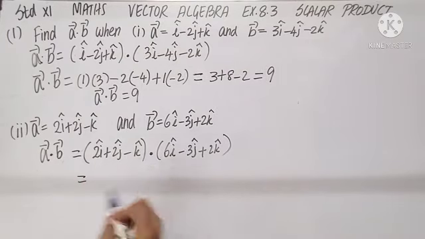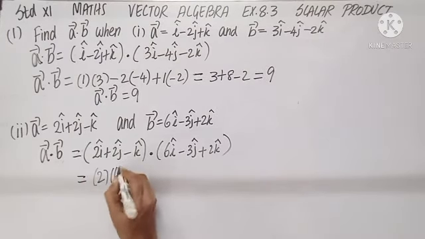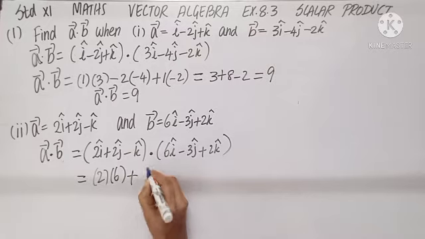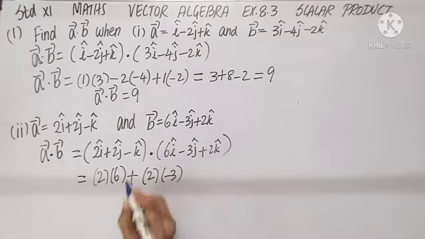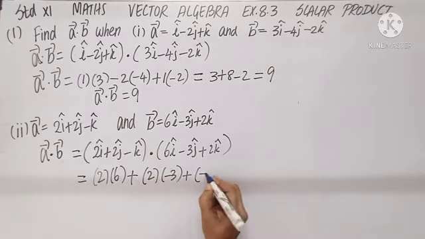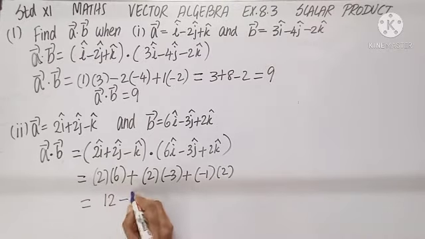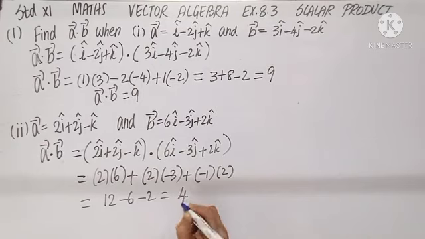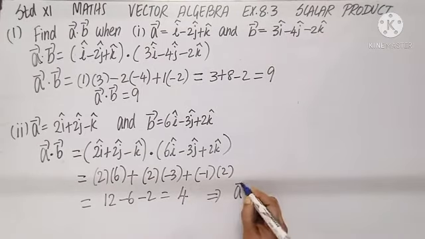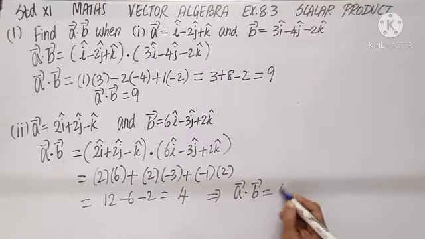I and I, 2 into 6. J and J, 2 into minus 3. K and K, minus 1 into 2. As we simplify, it is 12 minus 6 minus 2, that is 4. So we get A dot B equals 4, and that's the answer.